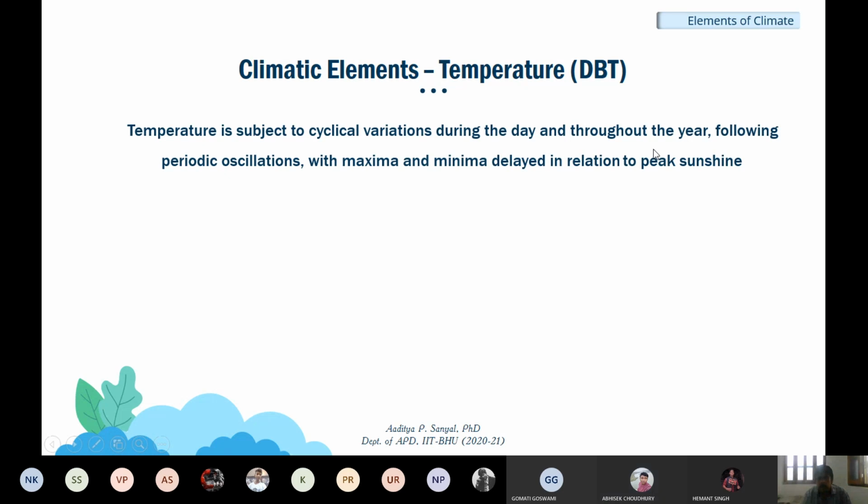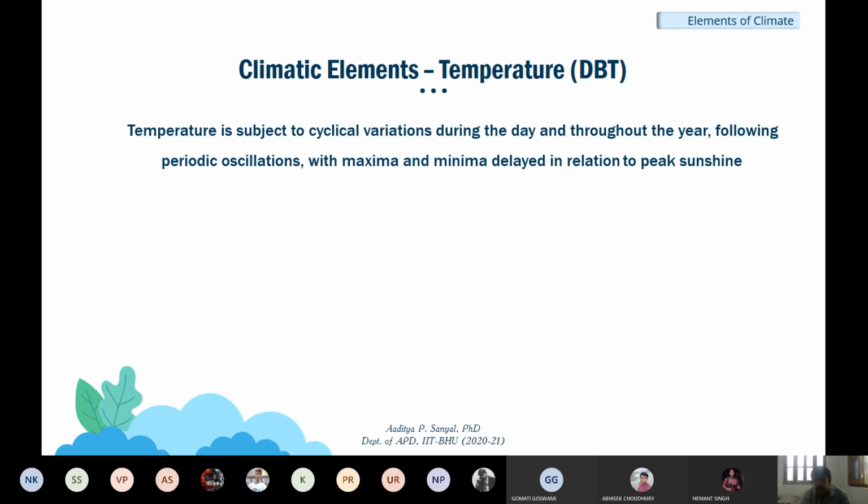So when you talk about temperature, it is subject to cyclic variations during the day and throughout the year, following the periodic oscillations, maxima and minima, in relation to the peak sunshine. Today it is 28 degrees Celsius. After 2 hours, it will be 29 degrees Celsius as the sunshine increases. After a certain time, it will be, say, 32, and then gradually it would come down to, say, 26. At night, it may come down to 22. And tomorrow it would be something else. So there's a huge variation in the climatic element which you're talking about, temperature.